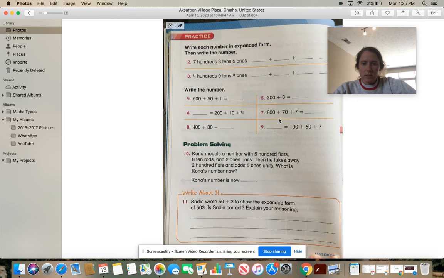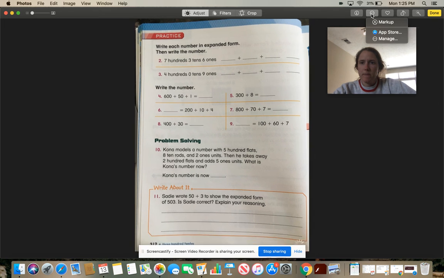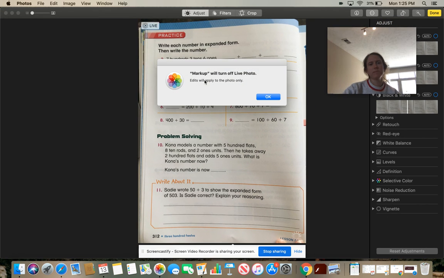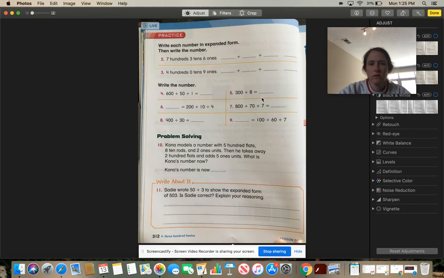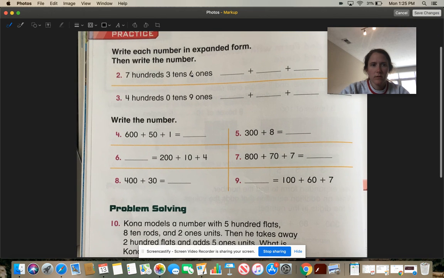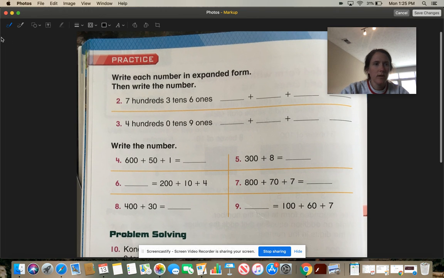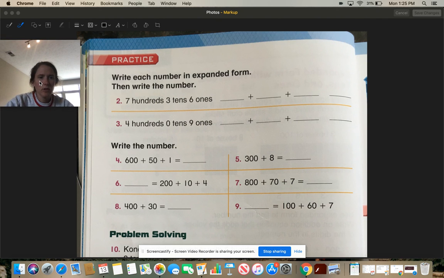Okay, so here is the back side of that page. I will go into edit it, so I can mark it up. Write each number, let me move my picture. Write each number in expanded form and then write the number. So 7 hundreds, 3 tens, and 6 ones.